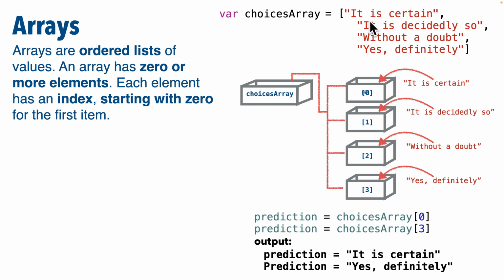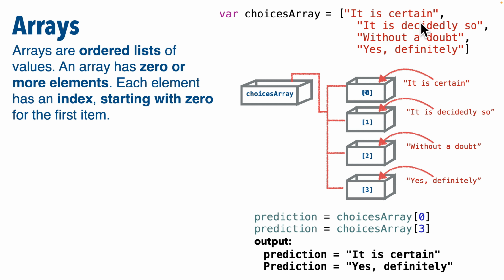Now up next, we want to include a bunch of possible prediction choices in our app, and we want to choose a choice at random. Well, to store the different prediction choices, we're going to use a Swift data type called an array. An array is an ordered list of data of the same type. So here we have an array called choicesArray, and inside the choicesArray variable are a bunch of strings. I like to think of an array as being sort of like a big box, and inside that box are a bunch of smaller boxes, one box for each item in the list.